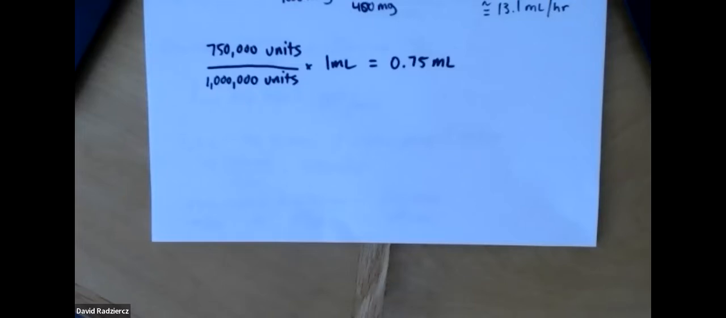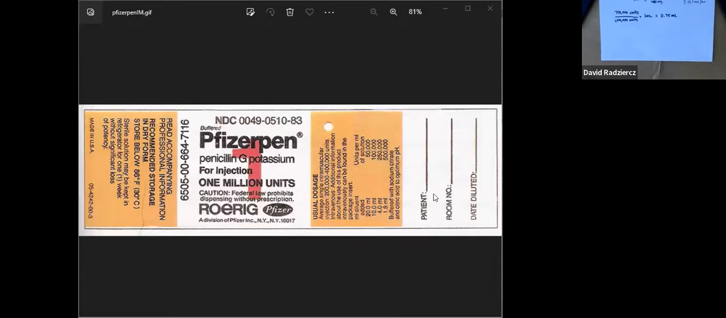Now, what might be helpful, and I posted these in the Google Drive folder as well, just different pictures of some of these things. And then I'm going to show you the Pfizer pen, what the actual label looks like. So this is what the Pfizer pen label looks like. It'll tell you, 1 million units, but what does that mean to you? Like if you're trying to calculate how many milliliters to administer, how do you figure that out? Well, you have to look at the label itself.